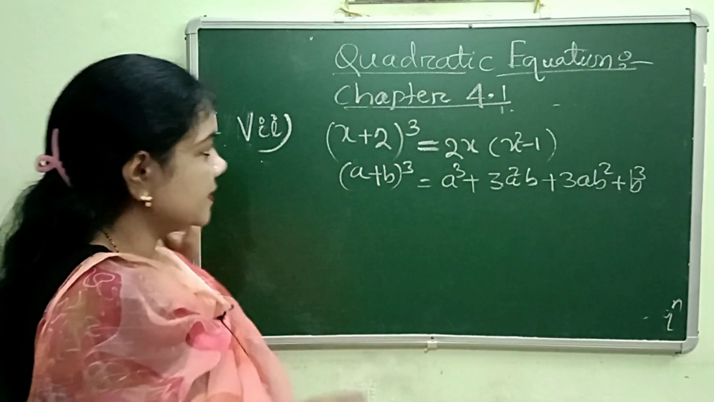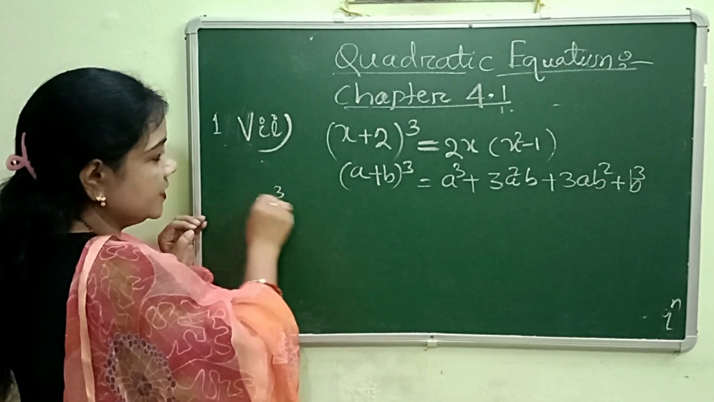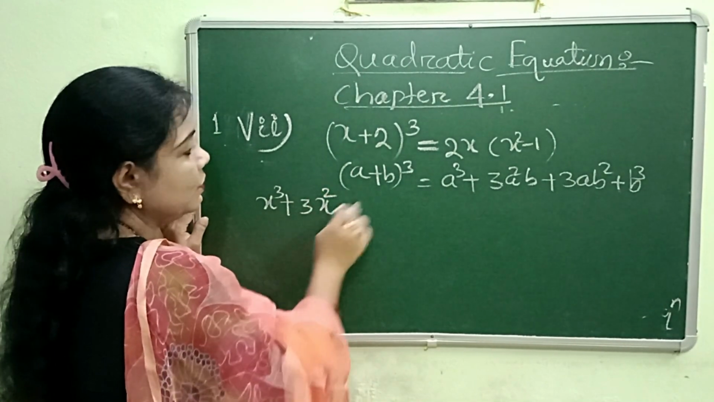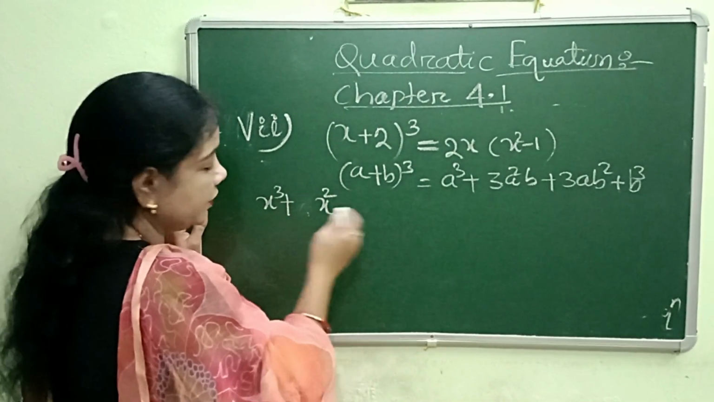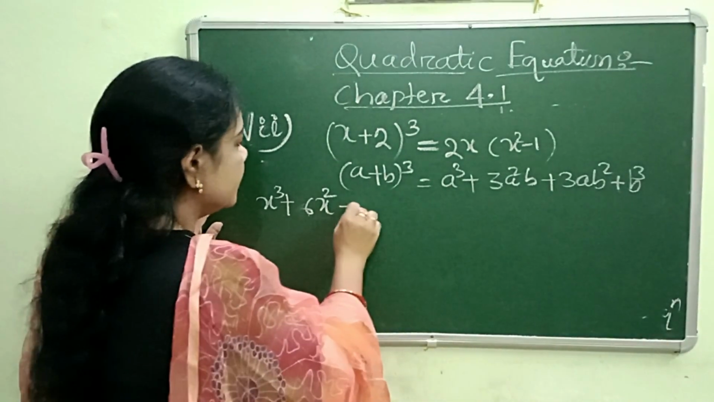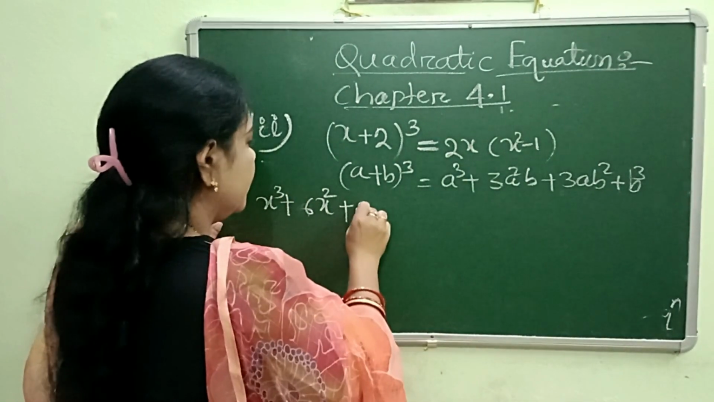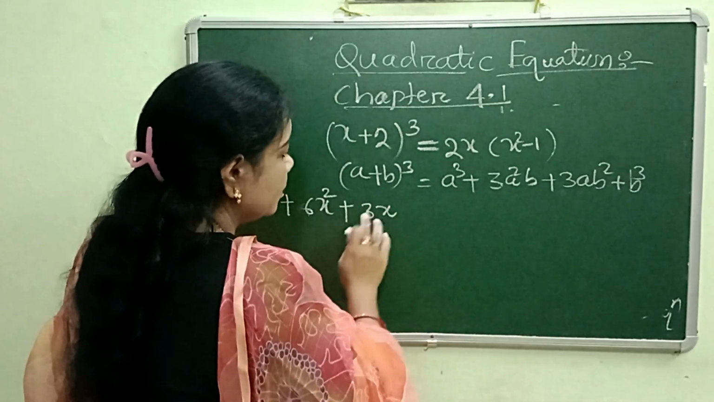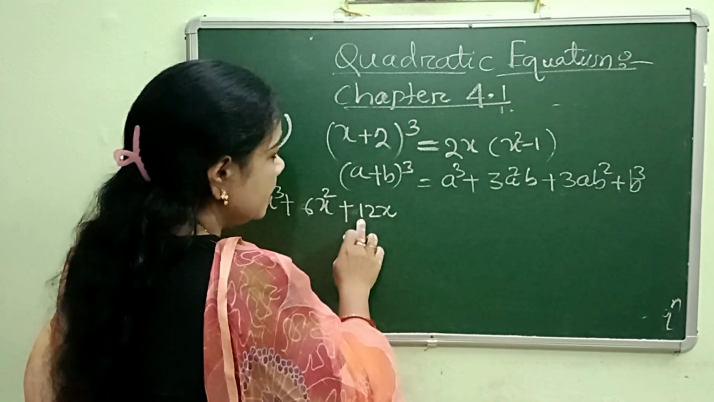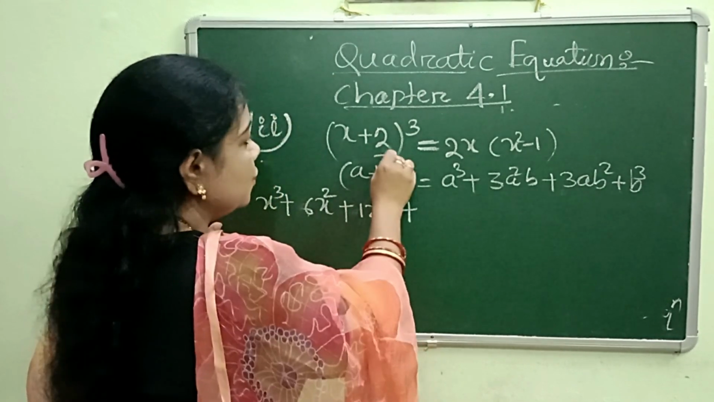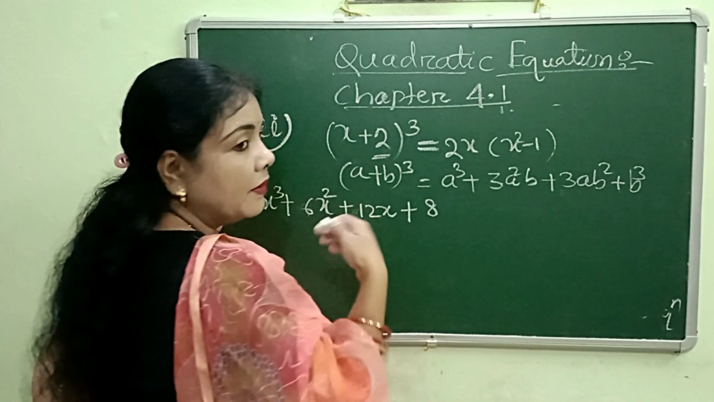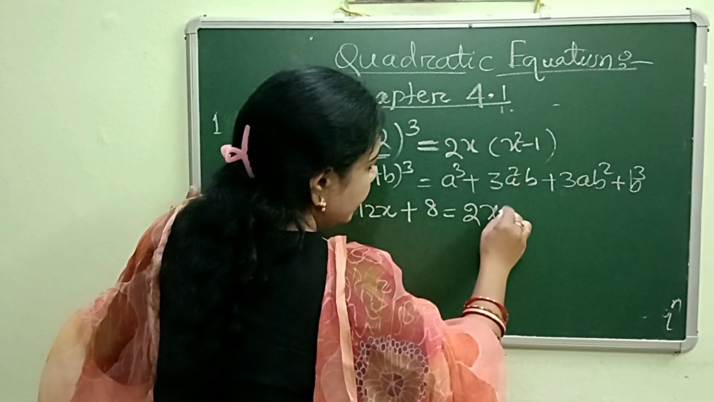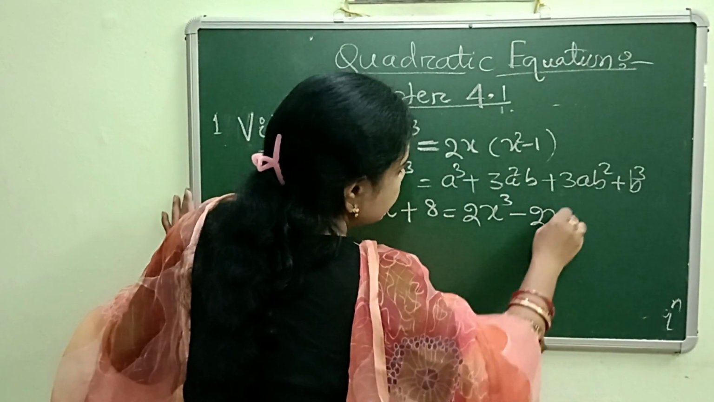So here a is x. So the expansion is x cube plus 3 into a square, meaning x square, into b, meaning 2. That means 2 into 3, that is 6x square, plus 3ab square. A is x here and b is 2, b square is 4, so that is 12x. Plus b cube. B is 2 here, so b cube is 2 to the power 3, that is 8. That is equal to 2x into x square, that is 2x cube, minus 2x.